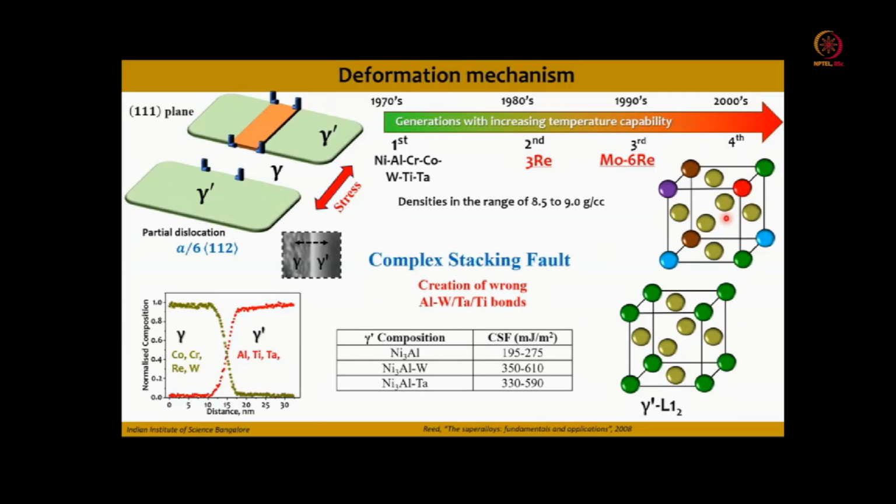Okay, and one more important point which I want to convey is the complex stacking fault, which I told you about, with the dislocations passing across consecutive {111} planes. Okay, here if you see, if there is a pure unit cell, the CSF energy is around 195 to 275. But if you have a mixed unit cell, such as tungsten and tantalum occupying the 0,0,0 positions, then your complex stacking fault energy increases by almost 2 to 3 fold. Okay, this will have a direct consequence on the deformation mechanism which will happen during creep of these alloys.